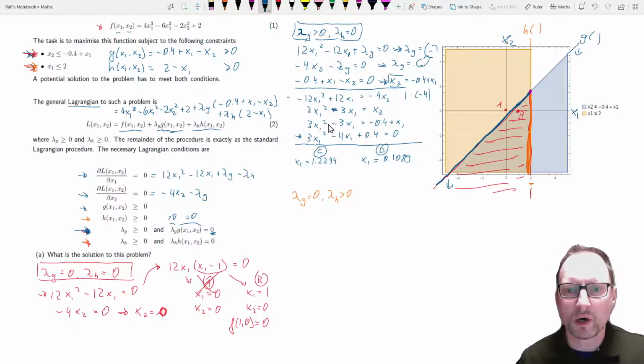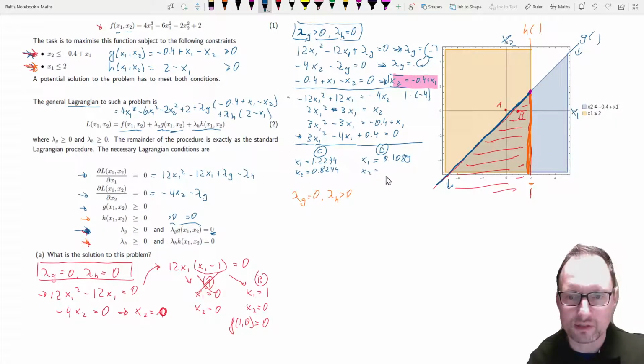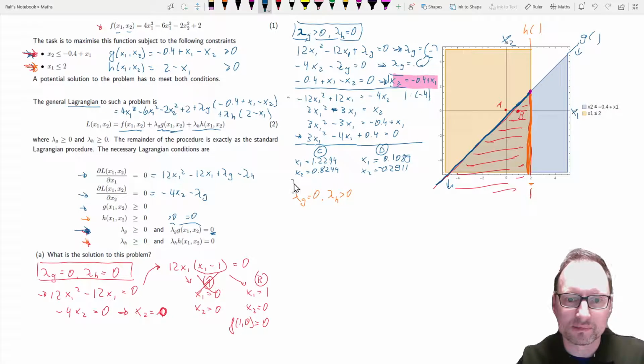Now, once we have x1, we also have x2, because remember here, x2 is just x1 minus 0.4. So let's write down what that is. So x2 here is going to be 0.8244, and here it's going to be negative 0.2911. Okay, now we also need to know what the lambda g is.